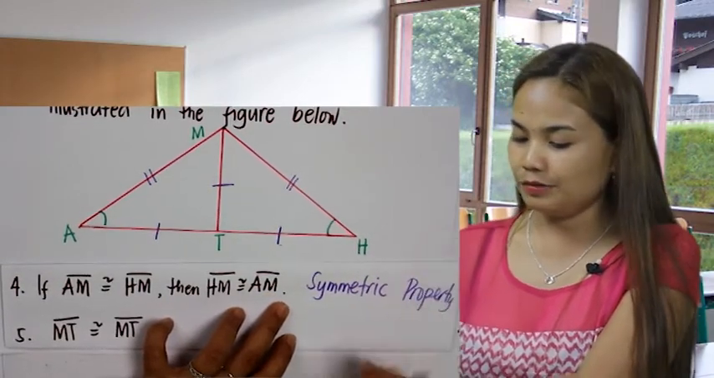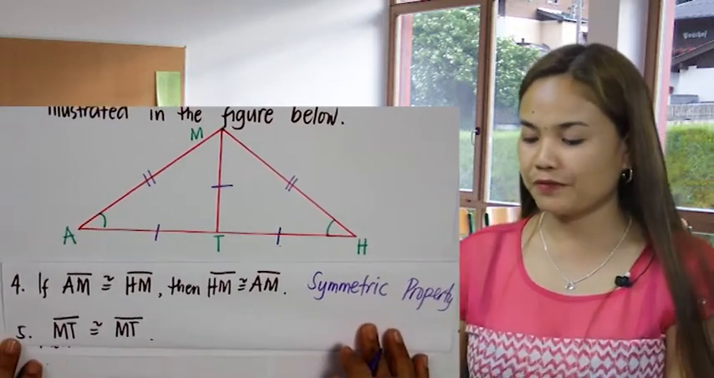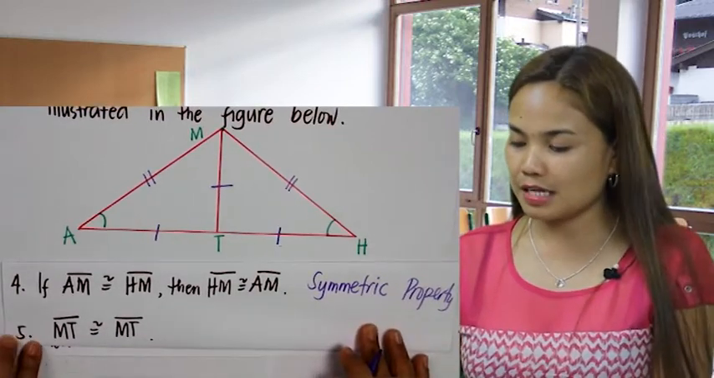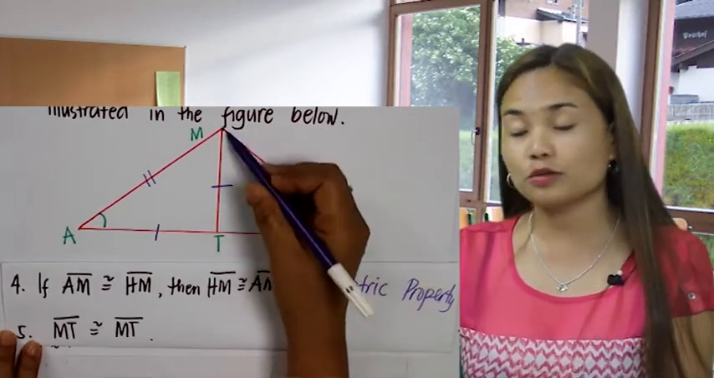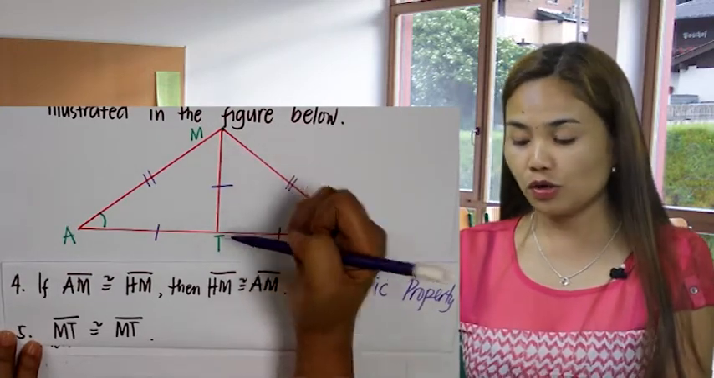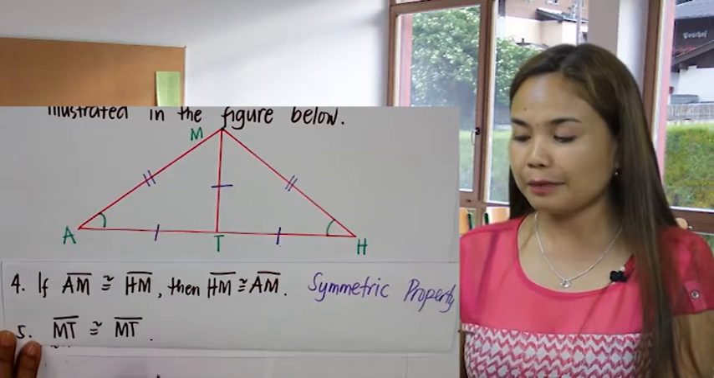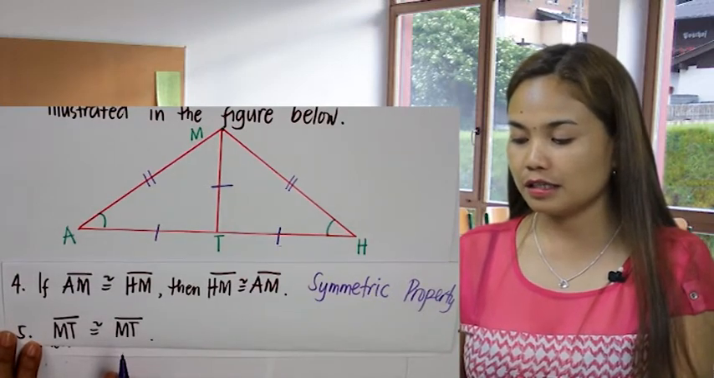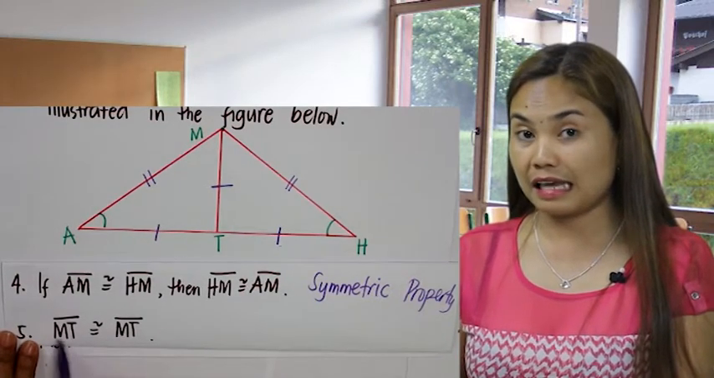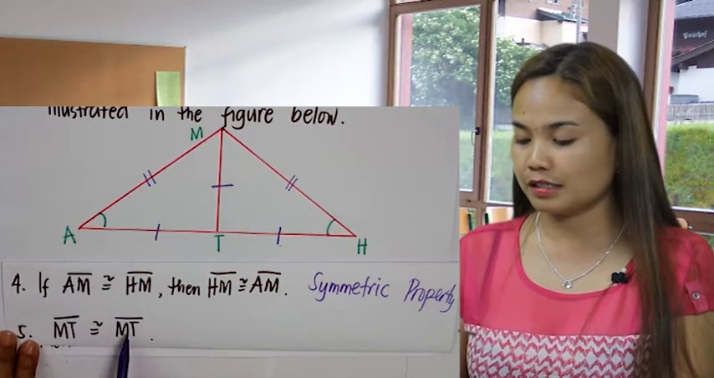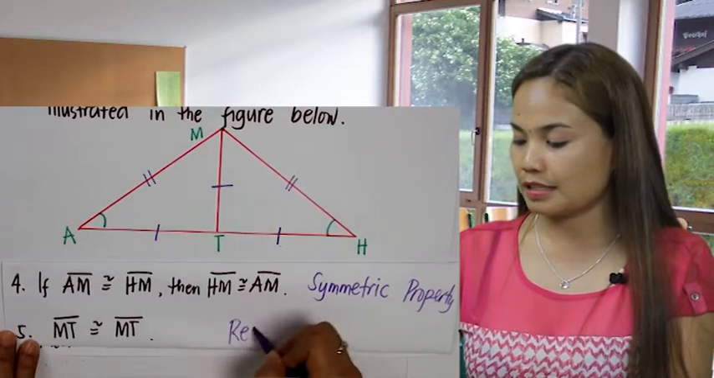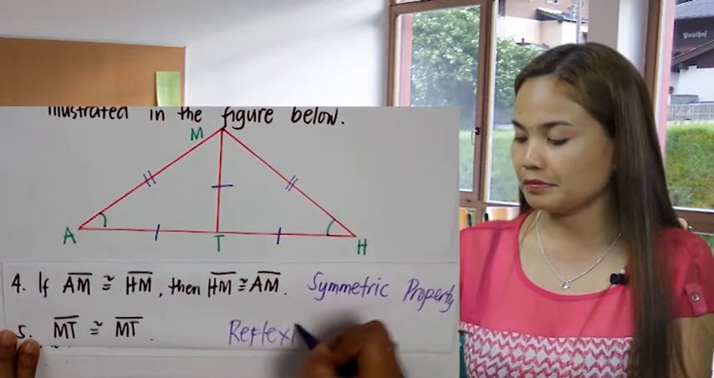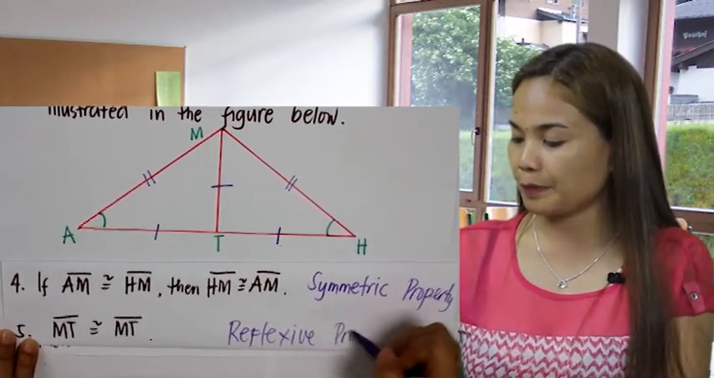Okay. Now, the last one, number 5, MT. This segment MT is congruent to MT also. So again, MT is congruent to MT. Right? It is itself. MT is equal to MT. So therefore, that is the reflexive property.